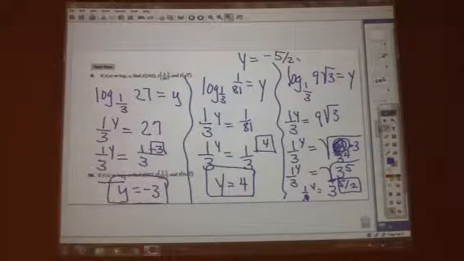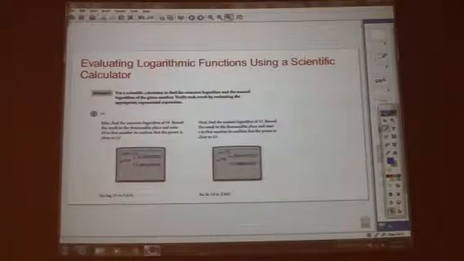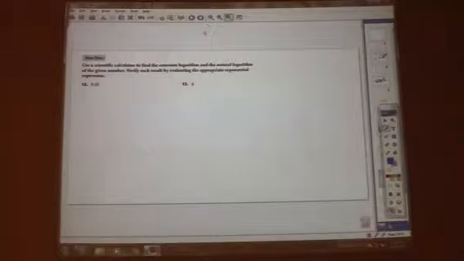Okay, we're gonna move to page 828. Your turn. You'll like these. These are easy. Alright, so it says on the your turn, use a scientific calculator to find the common logarithm, which is a regular log. That's common. And the natural logarithm, which is ln.